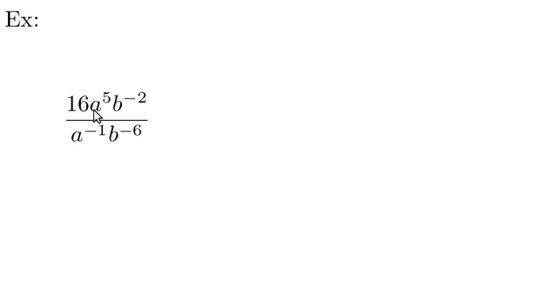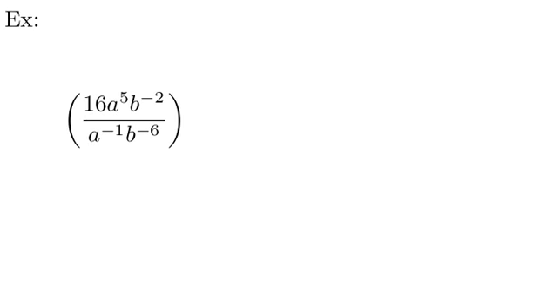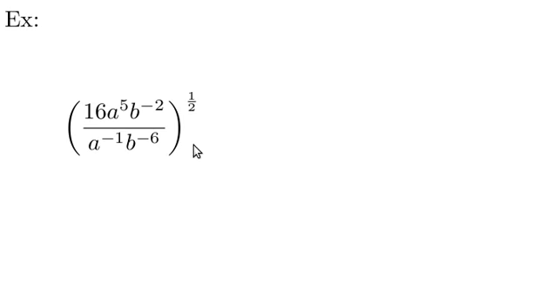So we have 16a to the 5th times b to the negative 2 all over a to the negative 1 times b to the negative 6. Okay, hard enough already, but let's make it a little bit harder and add something to the outside of it. So the whole thing to the power of 1/2. Our instinct is to distribute this out, but before we bother with that, let's take a look at the inside first.